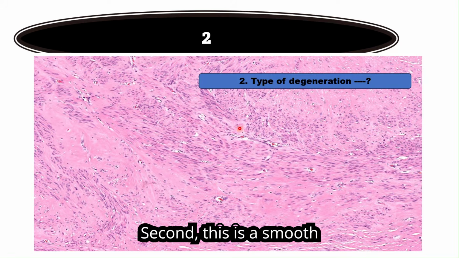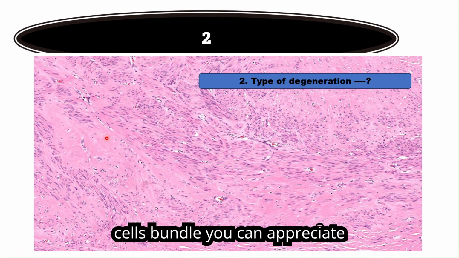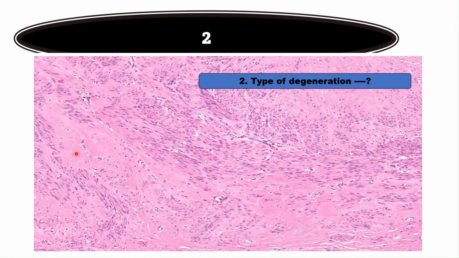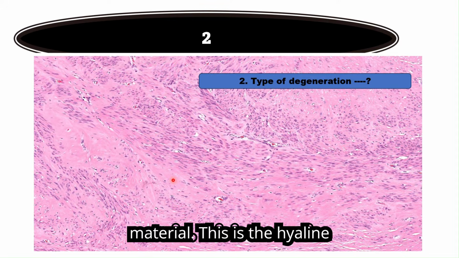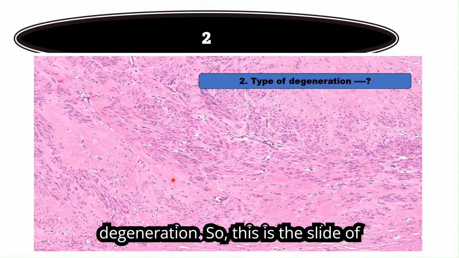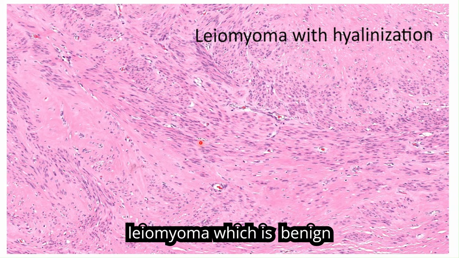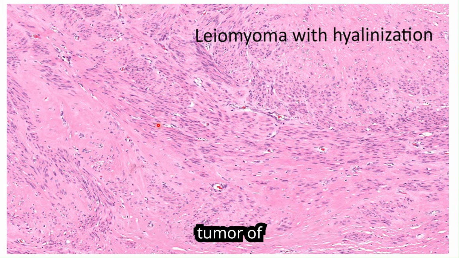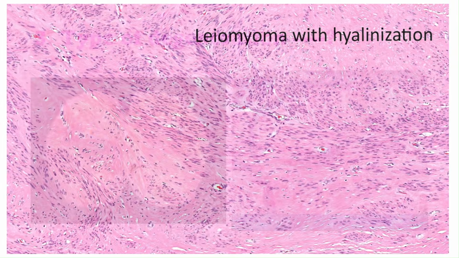Second, this is a smooth muscle cell, and in between the cell bundles you can appreciate a pink glassy appearance of material. This is the hyaline degeneration. So this is the slide of leiomyoma, which is a benign tumor of smooth muscle cells, and this is the hyaline degeneration.